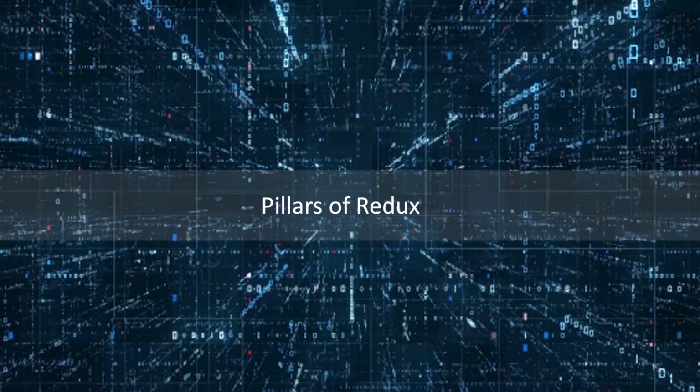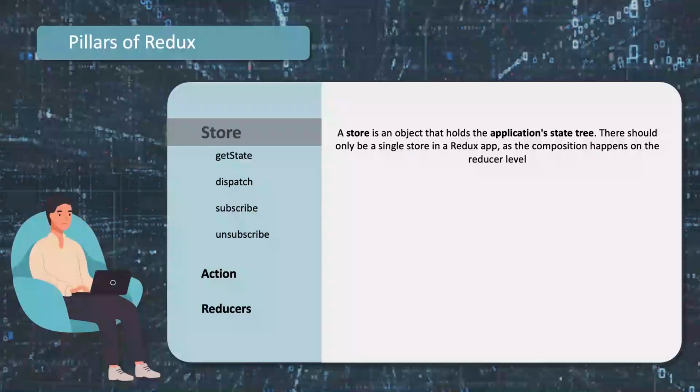So let's talk about the pillars of Redux. There are three key areas: the store, the actions, and the reducers. And then the store itself is the actual main object that holds the application tree state.